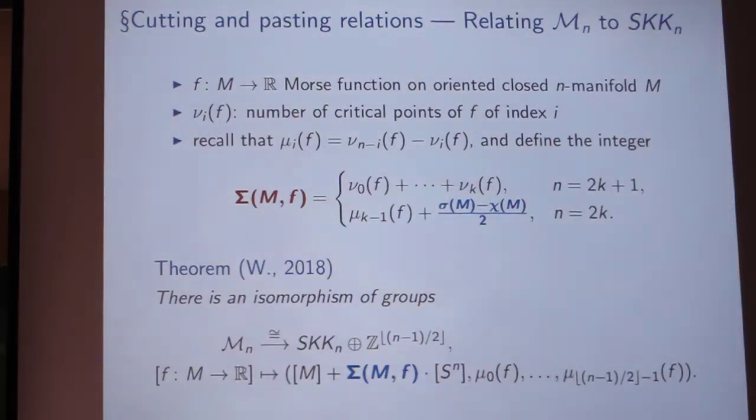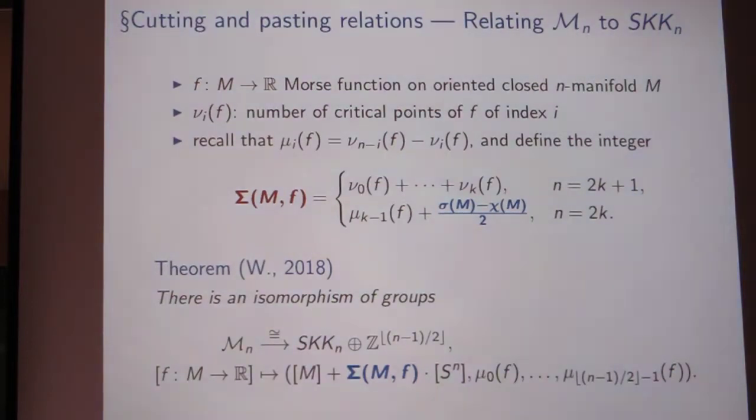So this is an unexpected connection between the cobordism theory of Morse functions and what they call SKK groups of manifolds. And this can be helpful later. So this is one topic I wanted to talk about.